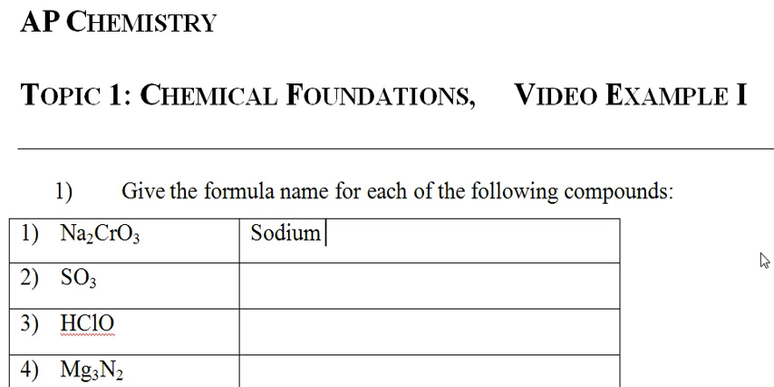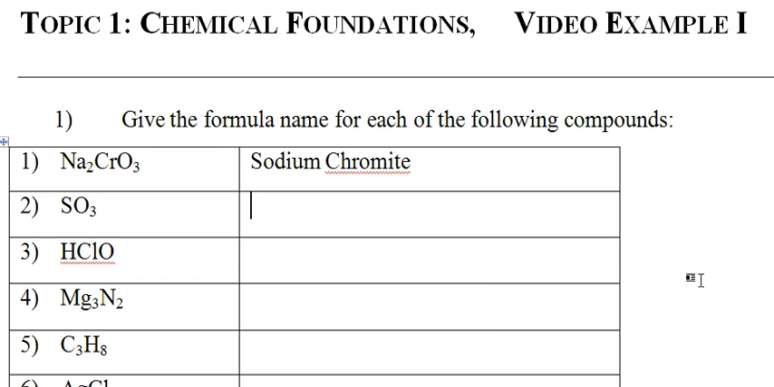And then the CrO3 is not chromate, which is CrO4 with a -2 charge, but we have one oxygen that's been removed. So this is not chromate with an ATE ending, because then we would have 4 oxygens, but it is chromite with an ITE ending.